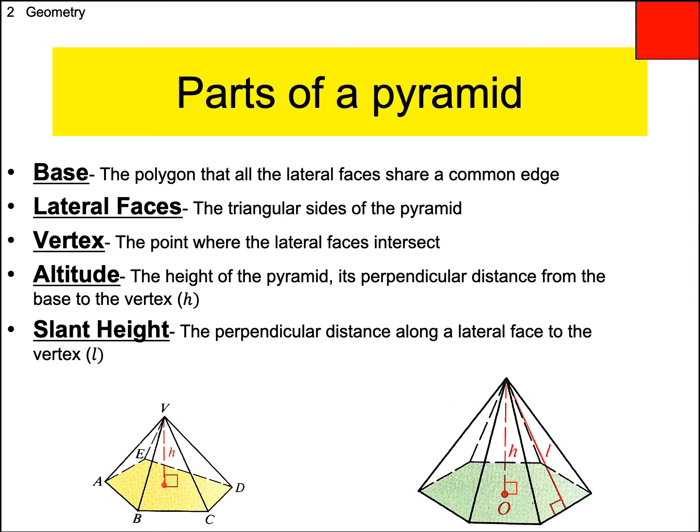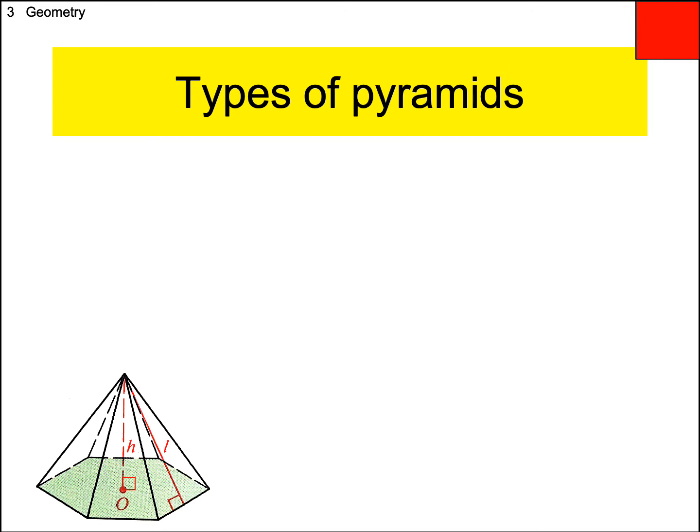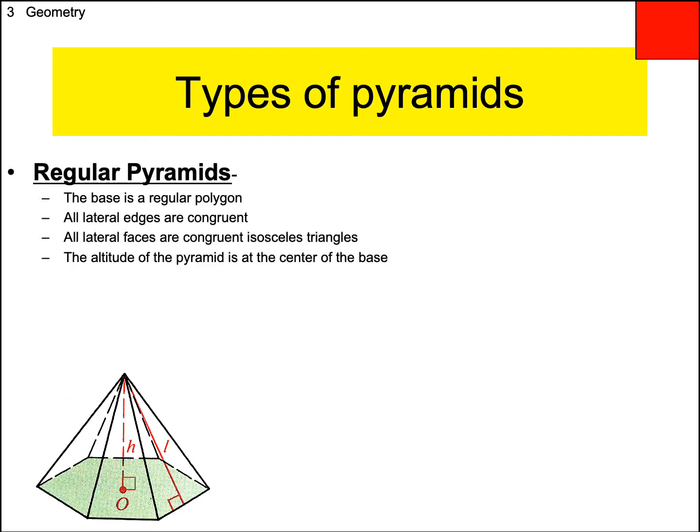Okay, so those are the parts of the pyramid that we will be dealing with today. And our book does a pretty good job of always calling the vertex V, the altitude H, and the slant height L. Now there are 2 flavors of pyramids. The first one is your general one that you think of when you picture a pyramid. I don't mean like the pyramids of Giza, I just mean a normal looking pyramid. And that pyramid is called a regular pyramid.